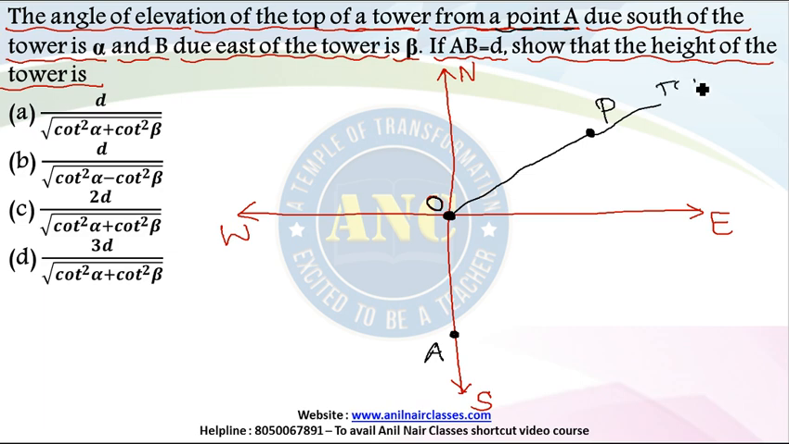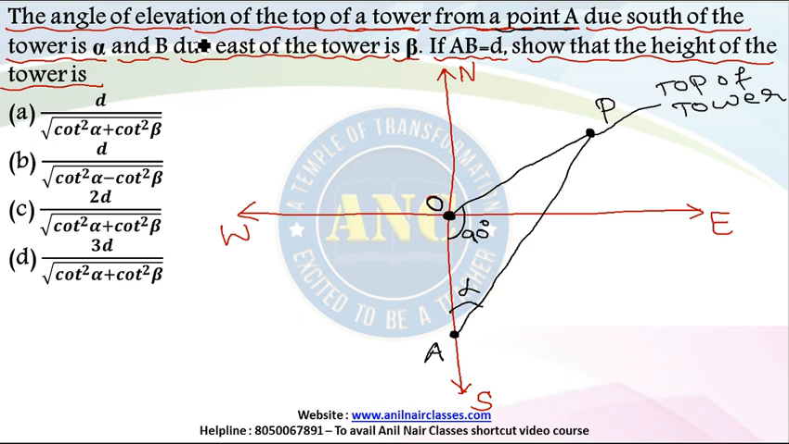P is nothing but the top of the tower. Now, from the top of the tower, the angle of elevation is alpha. This particular angle is 90 degrees. It is not visible as 90 in a 2D representation, but when you see it in 3D, definitely it will look like 90 degrees.